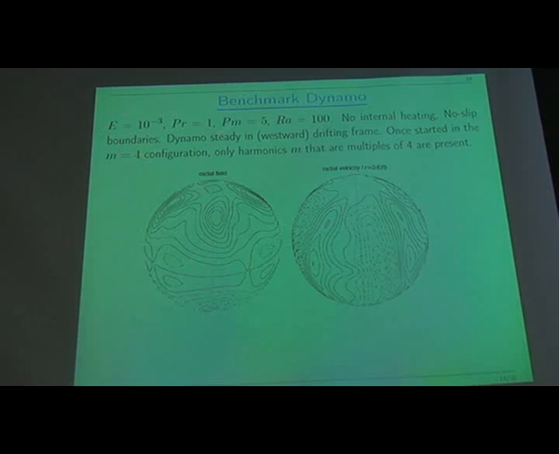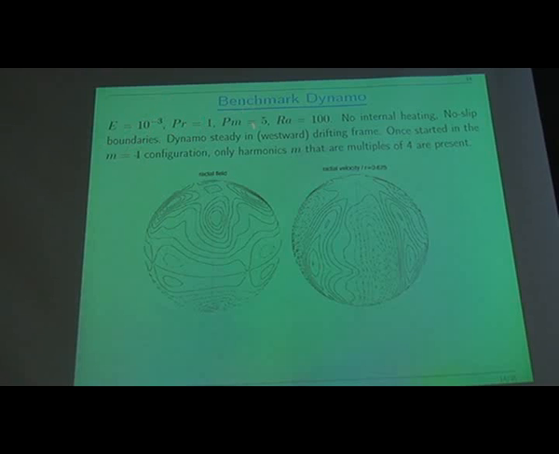The benchmark dynamo was organised by Uli Christensen in 2001, and everybody who had spherical dynamo codes at that time got involved, and we all ran these codes for this particular case to see whether we were all getting the same answers, and actually we all did. So the Ekman number is 10^-3, which is a very modest Ekman number. It's not really very small at all compared to the 10^-6s that people are getting to nowadays.